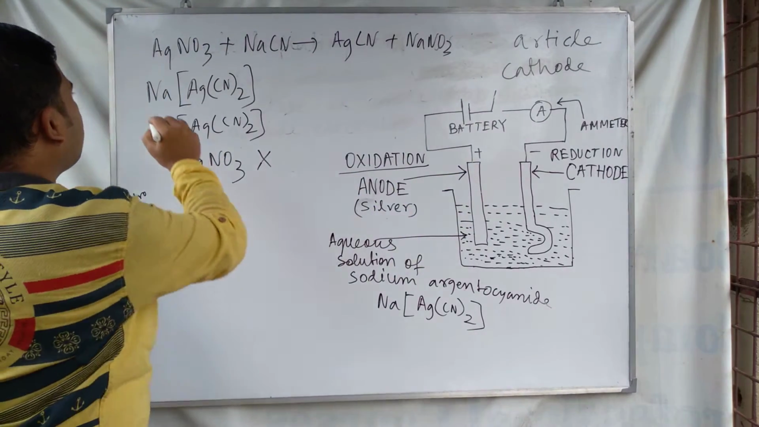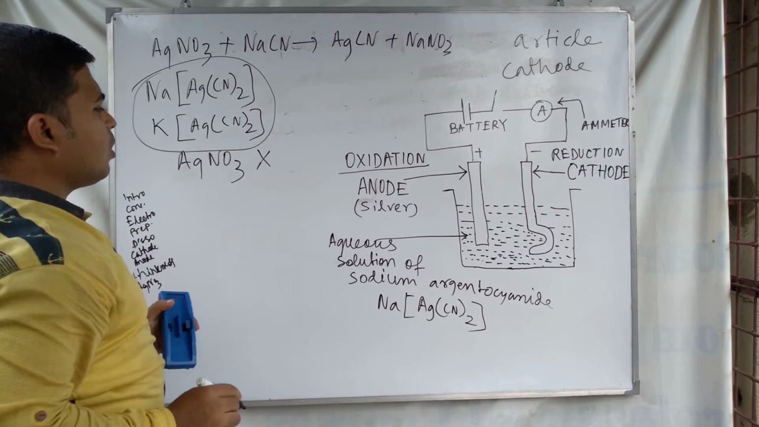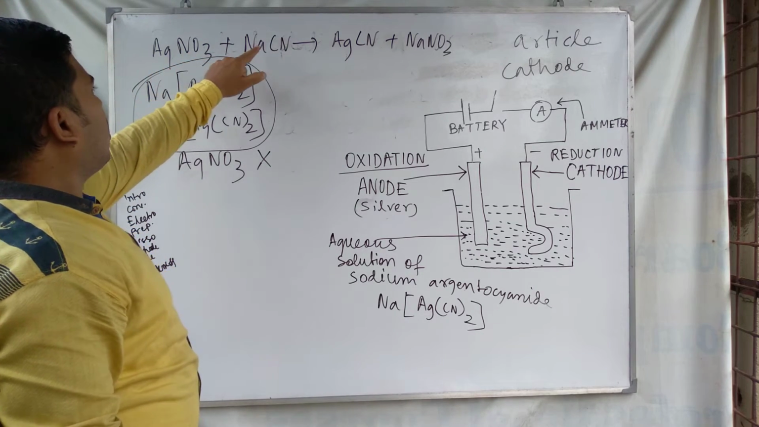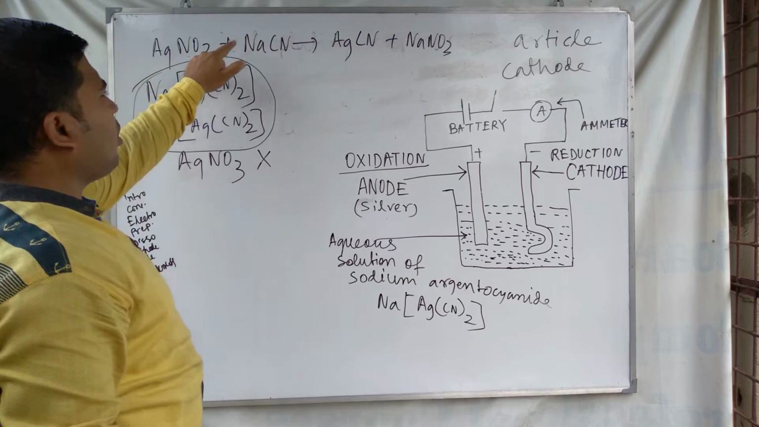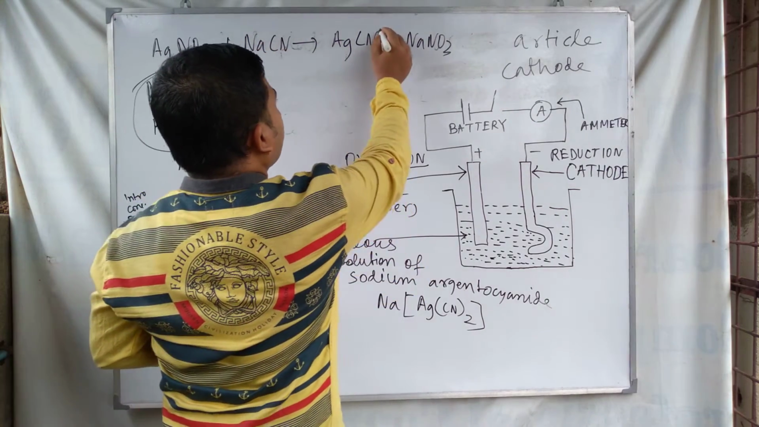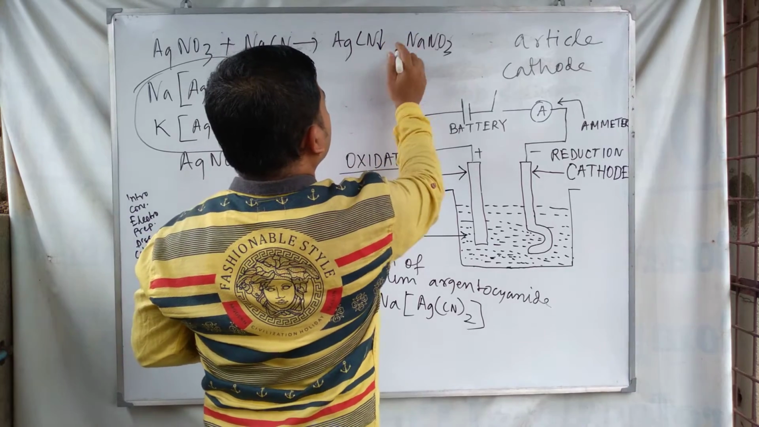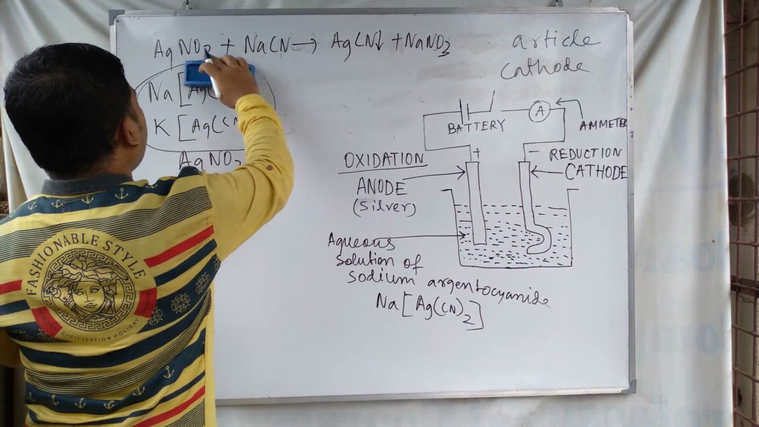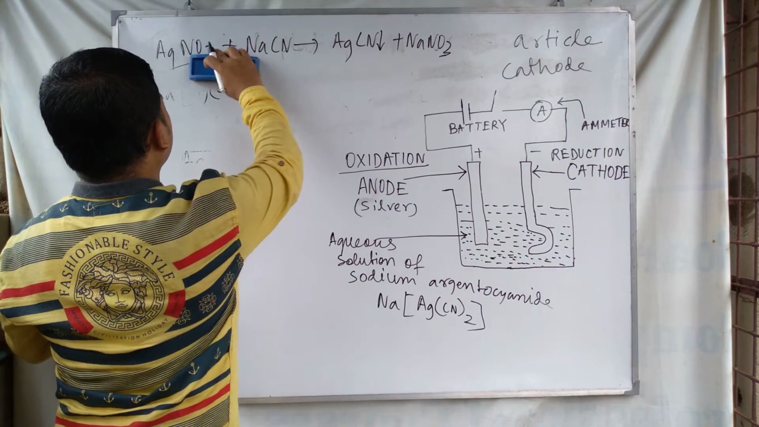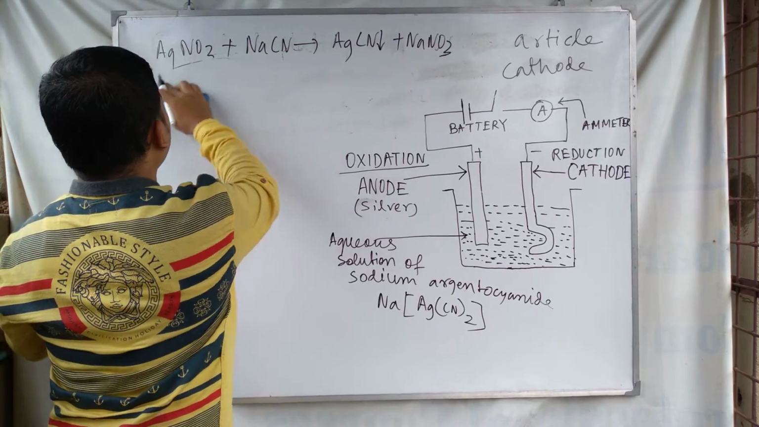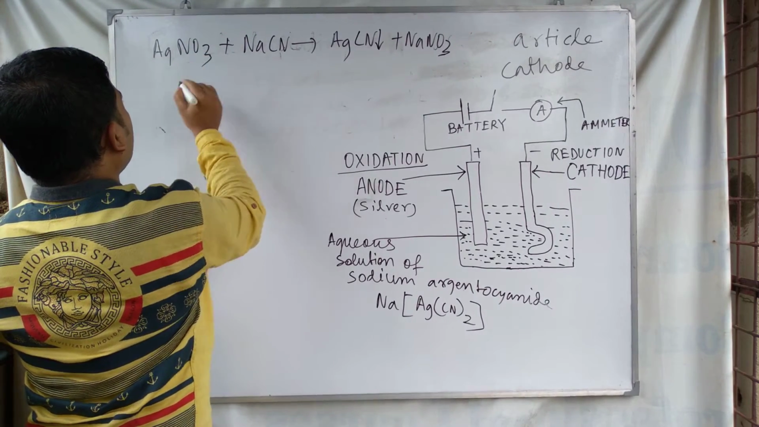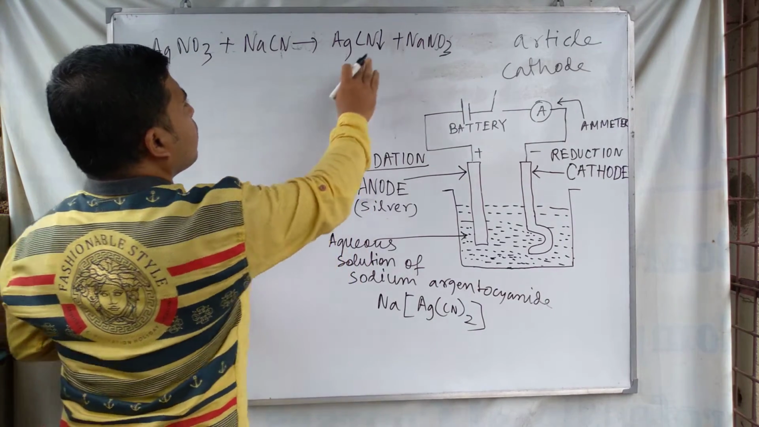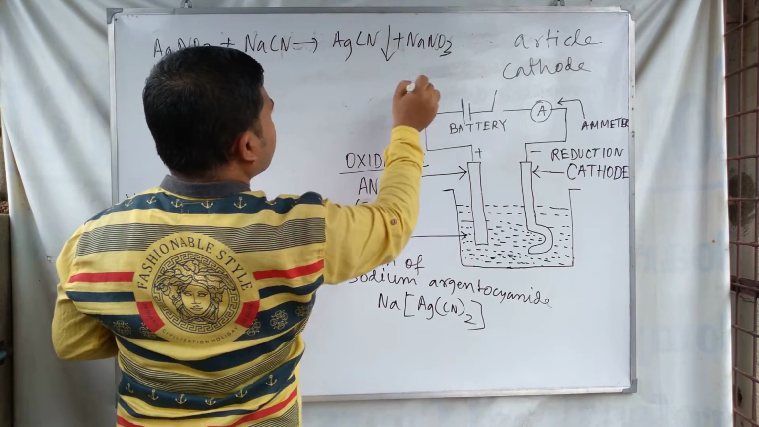Okay, to prepare this sodium argentocyanide, at first we have to mix the sodium cyanide and silver nitrate solution to form a precipitate of silver cyanide and NaNO3. And when we give the excess sodium cyanide, what happens? Here we find that AgNO3 plus NaCN gives silver cyanide and NaNO3.